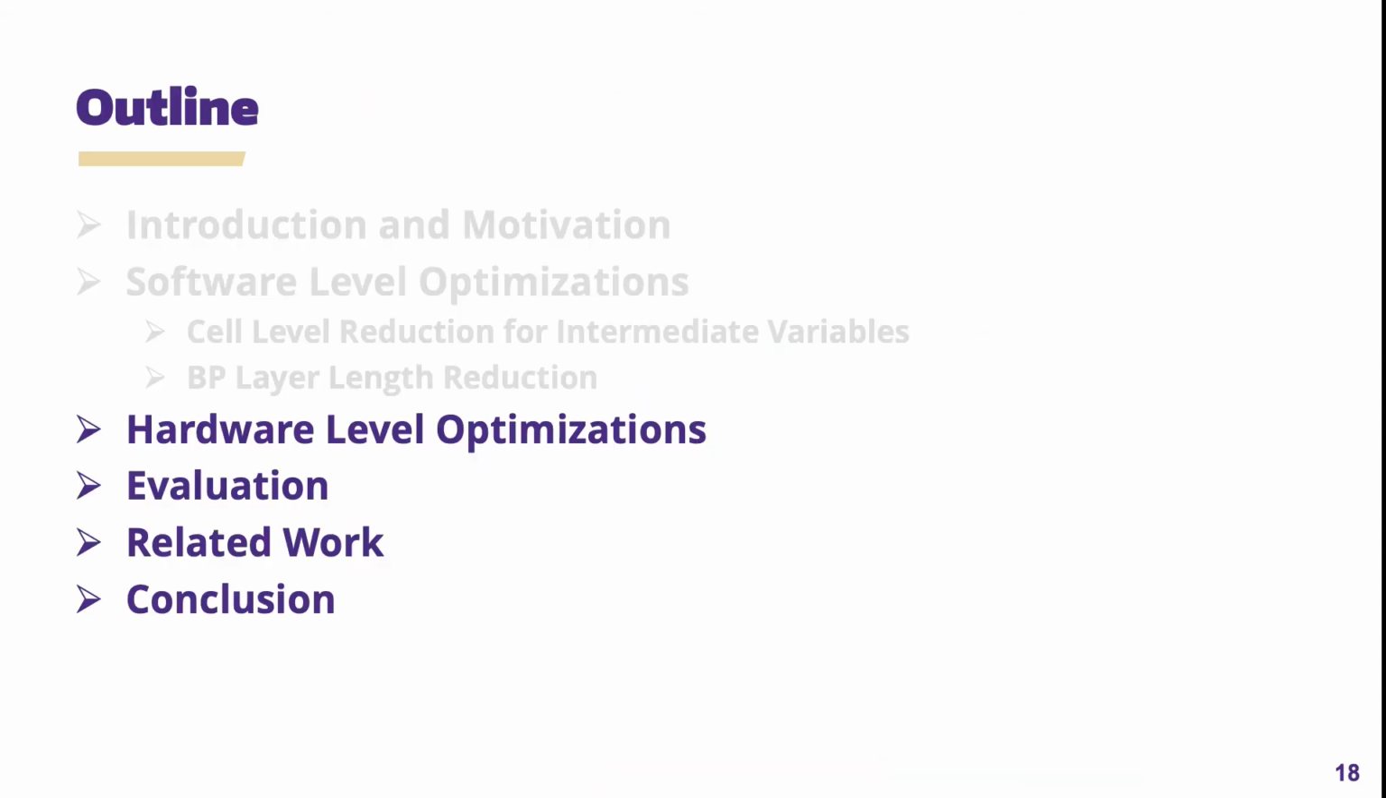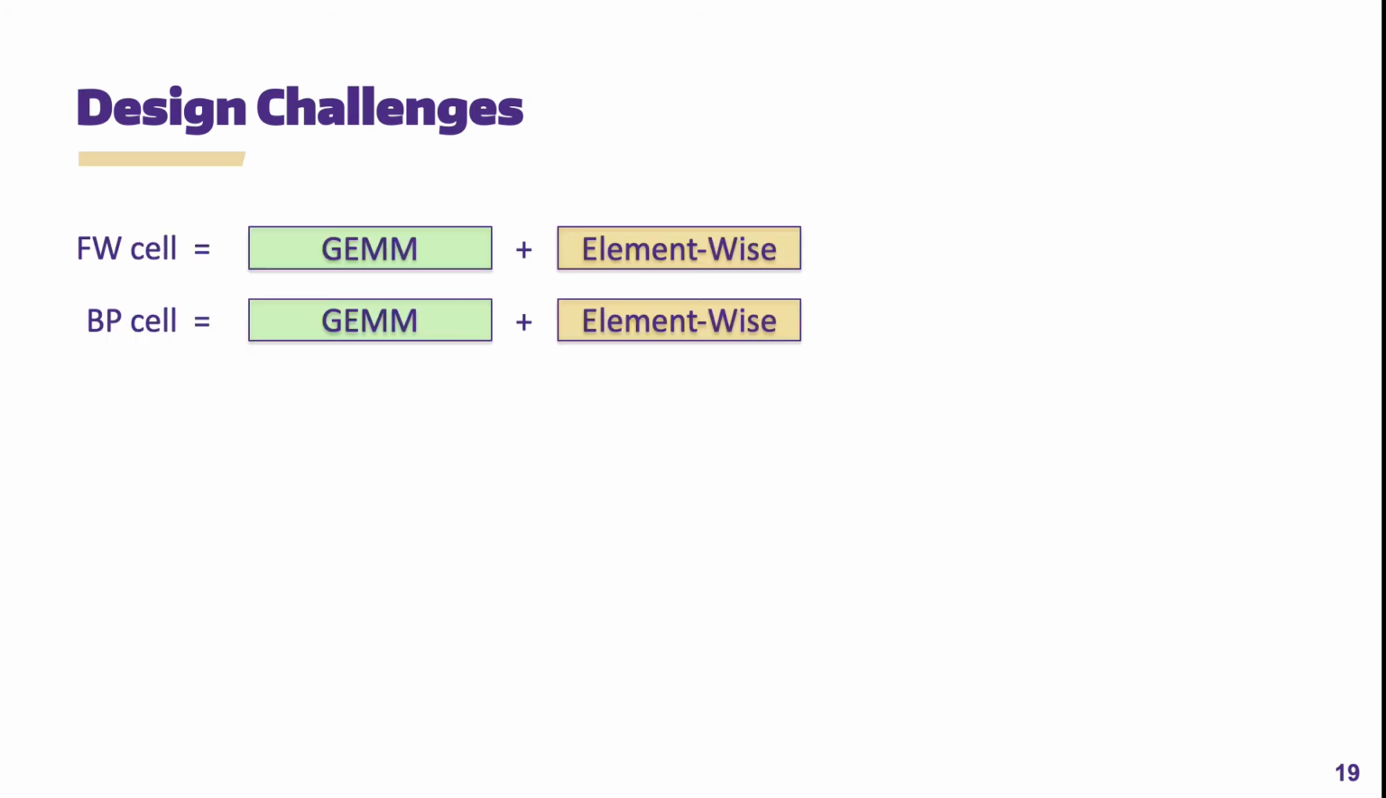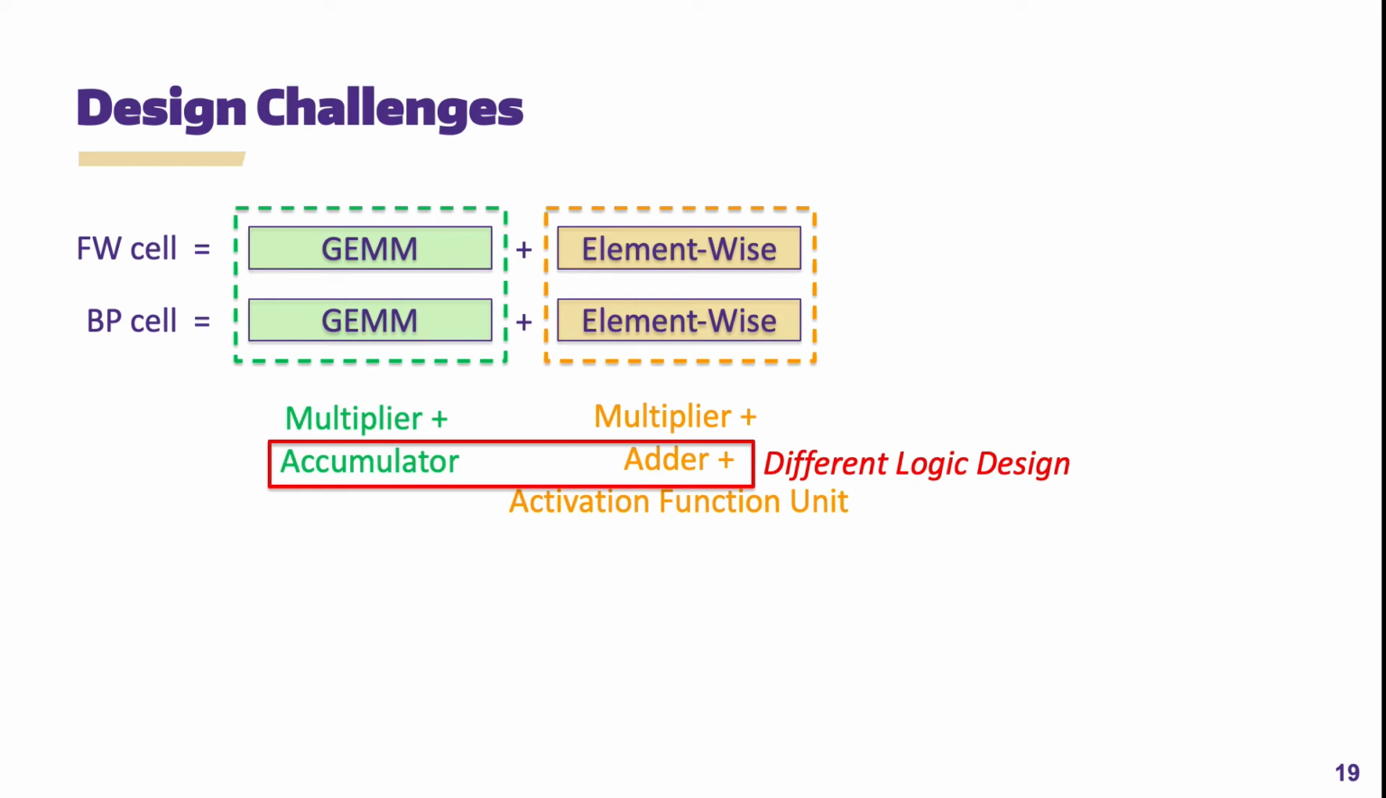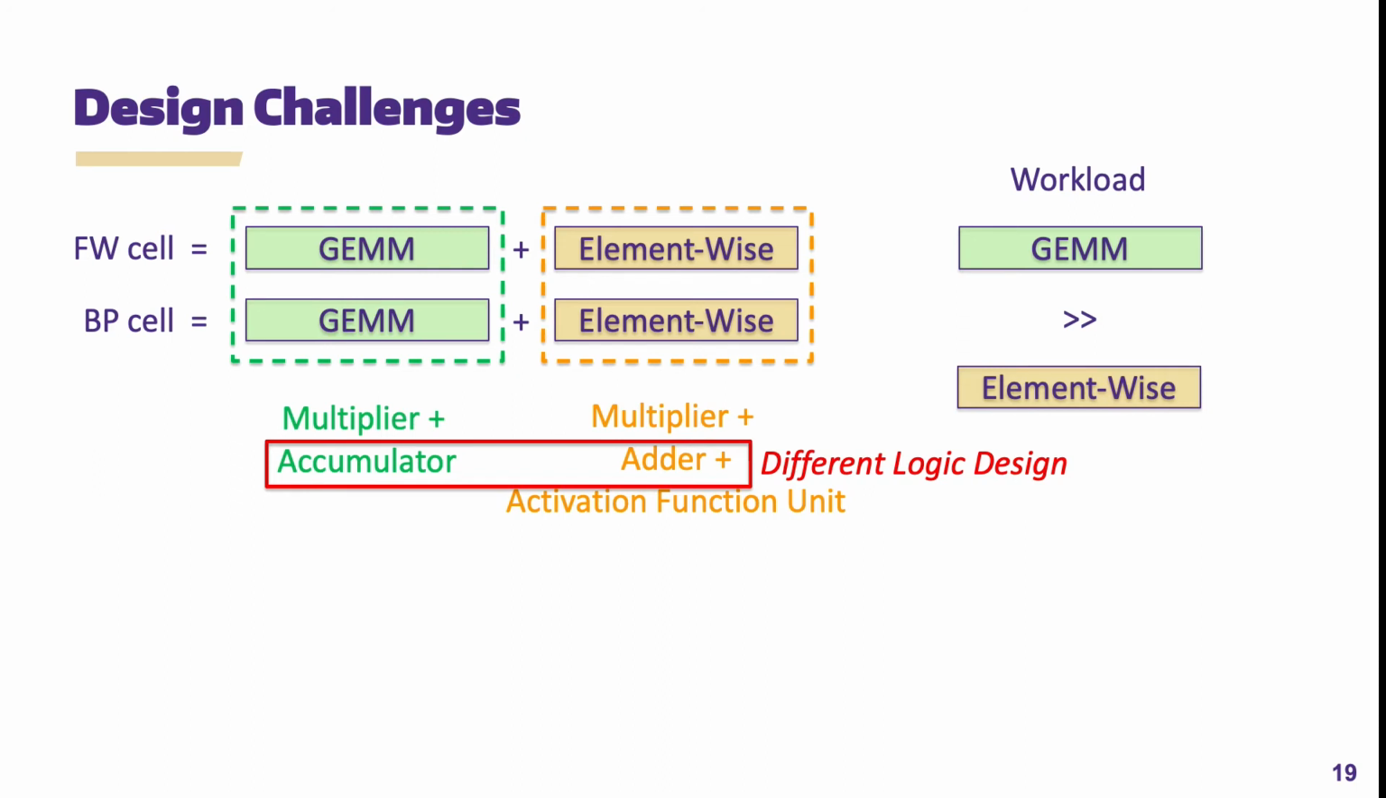Next, we further propose several hardware level designs and optimizations. The hardware design should stick with the computation. Based on our previous discussion, the computation of the forward cell and backpropagation cell can be divided into GEMM and element-wise kernels. However, these two kernels perform different computations. Note that the accumulator and the adder are actually different in terms of the logic design. Besides, these two kernels have different workloads, with GEMM much larger than element-wise.